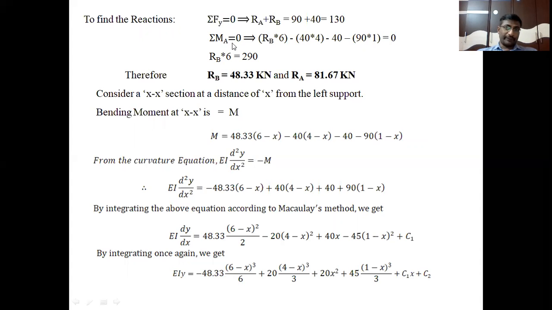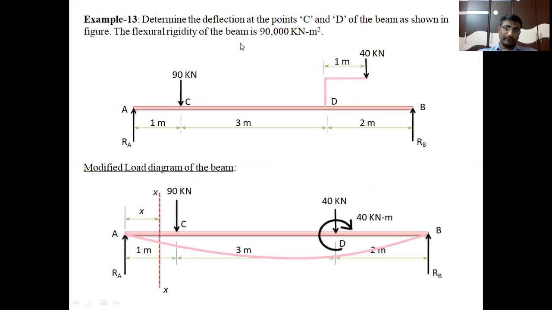And take the moment at point A, another equilibrium equation, sigma MA equal to 0. If we take the moment at point A, RB is the force, and the distance is 6 meters. RB into 6 meters in anti-clockwise direction about point A. So RB into 6 minus this 40 kilonewton meter, which is in clockwise direction. Therefore, minus 40 kilonewton meter. You should not multiply the distance with this couple. You should take simply 40 kilonewton meter.